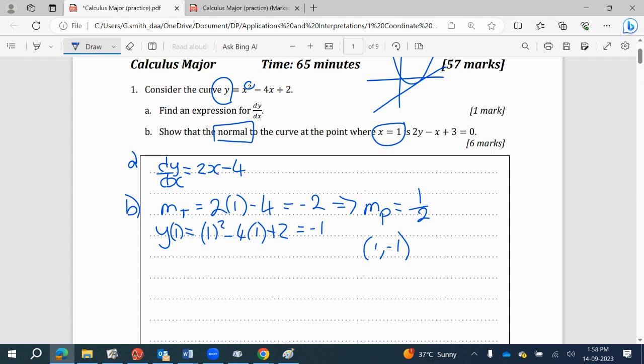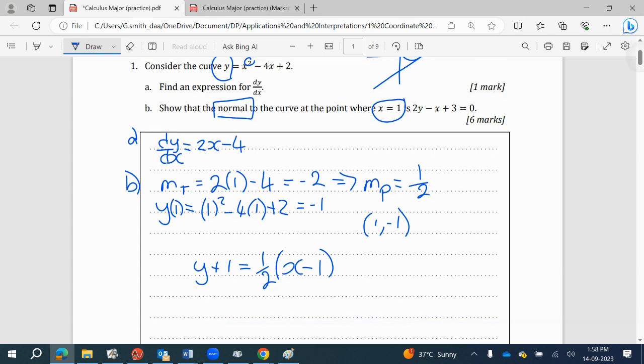So we've got all the information we need now to create a line. And to create a line, we use point slope form. So if we take y minus y1, it'll give us y plus 1. We take the slope, which is a half. We take the x value and we put it in there. And this is point slope form or point gradient form of a straight line. We've seen this a few times.